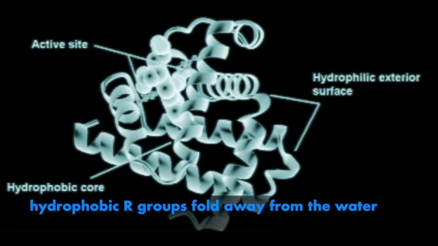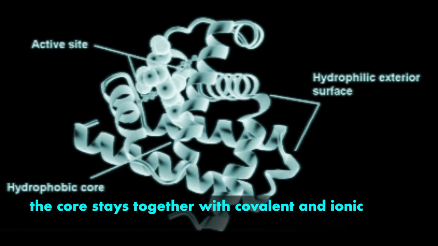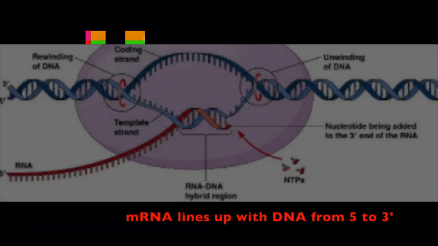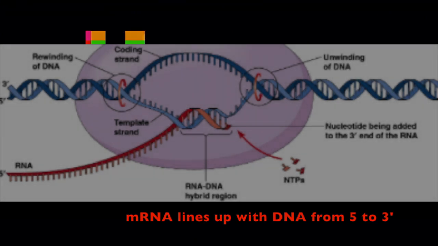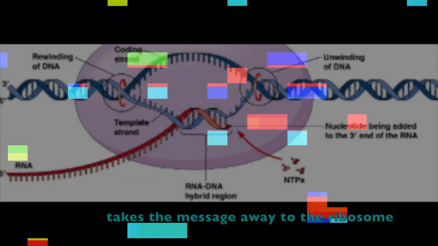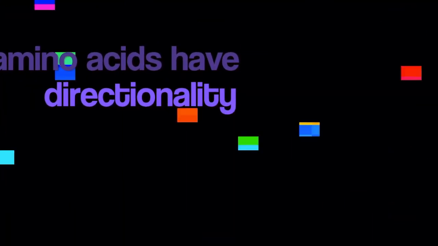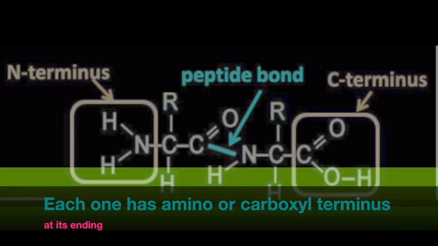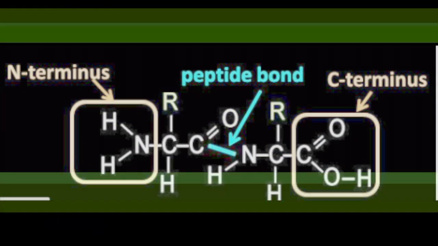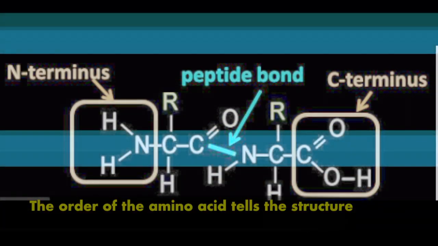Hydrophobic R groups fold away from the water. The core stays together with covalent and ionic bonds. mRNA lines up with DNA from 5 to 3 prime and takes the message away to the ribosome. Amino acids have directionality, each one has an amino or carboxyl terminus at its ending. The order of amino acids tells the structure.